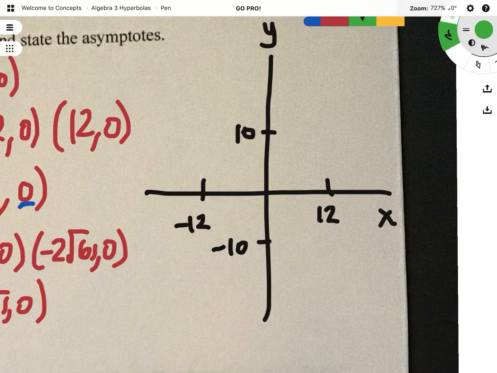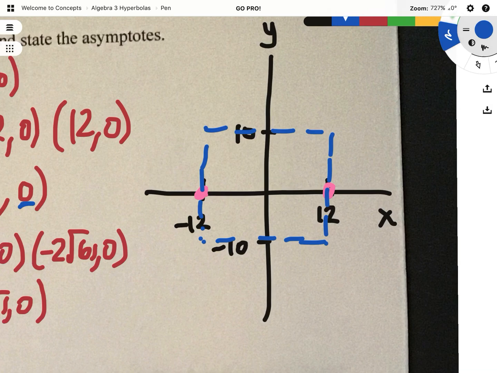Okay, so my vertices, let's use some pretty color here. Let's use a nice little pink. So there's one vertex, and there's the other vertex. And what we're going to do is make a box. So this box is based off of A and B. So remember, this was A, and that was B. So we're going to make a box right here, and we're going to utilize this box to help us draw the rest.